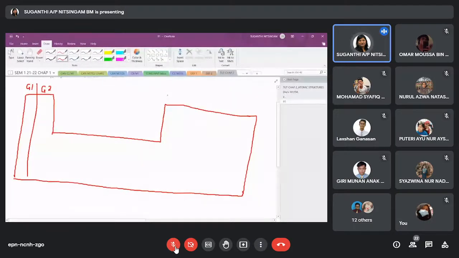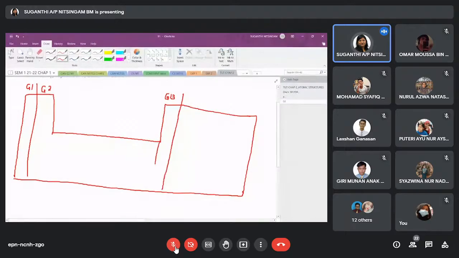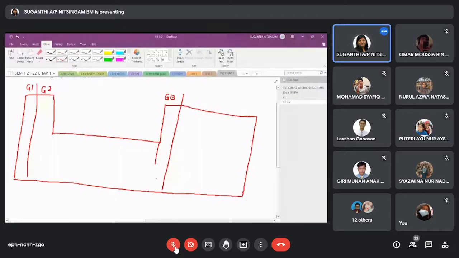Tapi kat sini kita sebut group berapa? Do we say group 3? 13, betul. Kita takkan sebut group 3, kita sebut group 13. Okay, kita akan sebut group 13. Pandai kamu. Then you say group 14. Then group 15. Then group 16. Group 17. And noble is group 18.